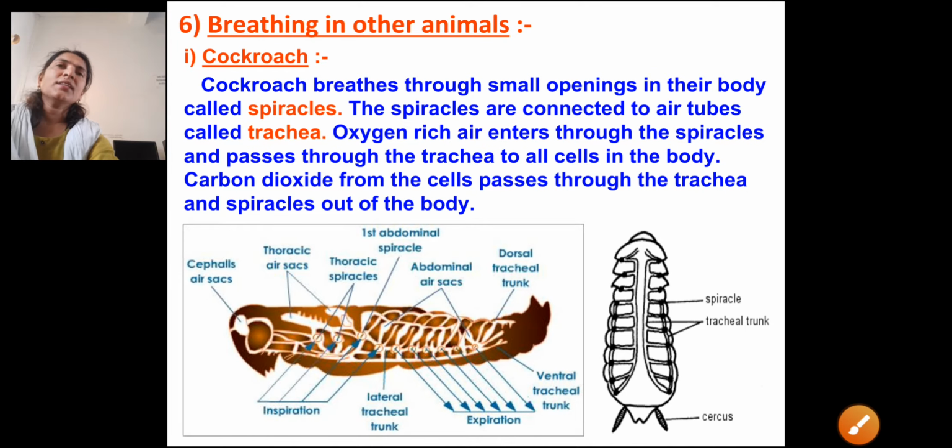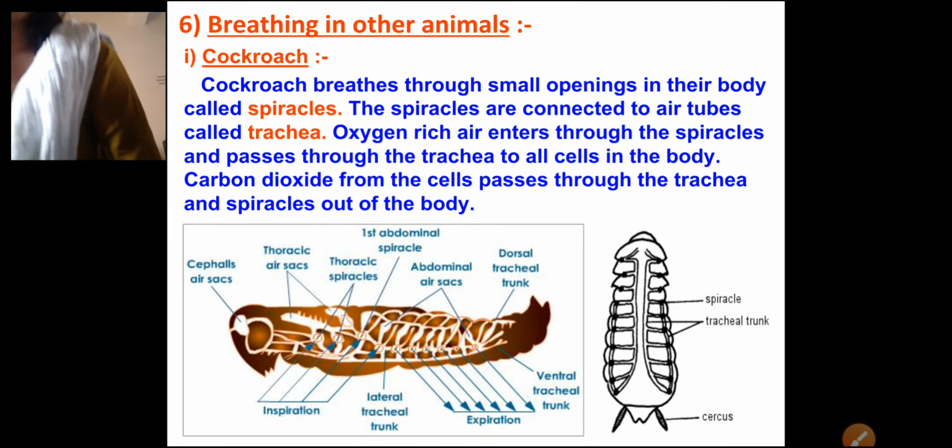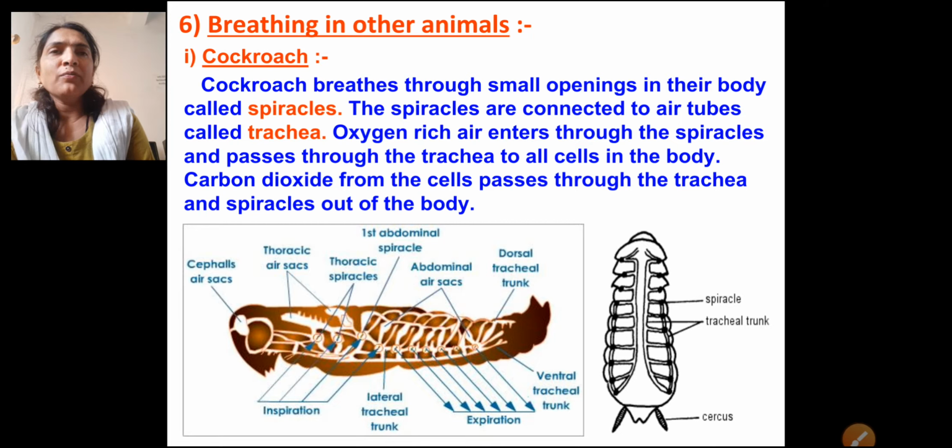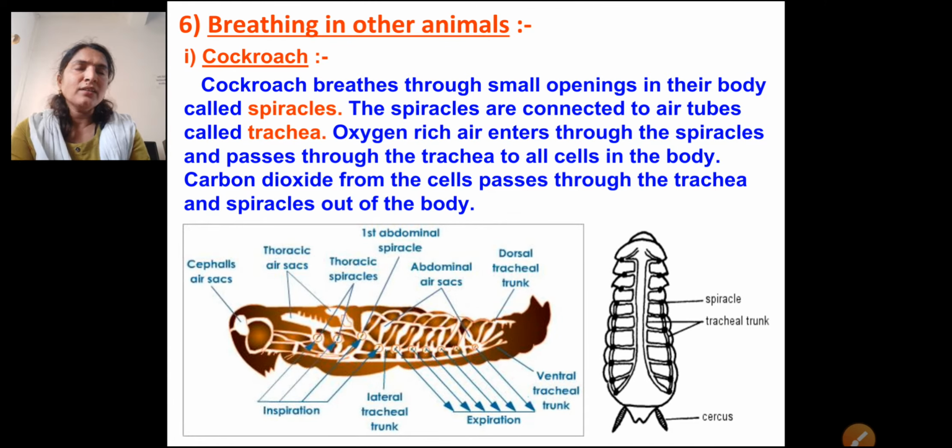Now like us, there are different animals which can do the breathing. All the living organisms perform the respiration process. Now the first animal is given here, that is cockroach. You can see in the diagram, the cockroach has a spiracle and tracheal trunk. All these labelings are given there.